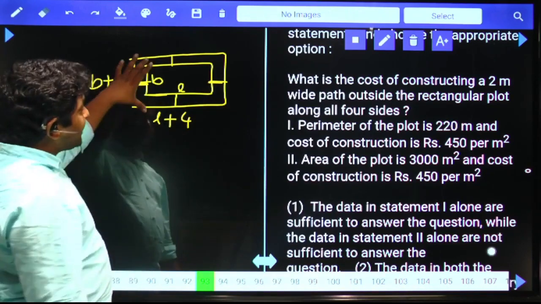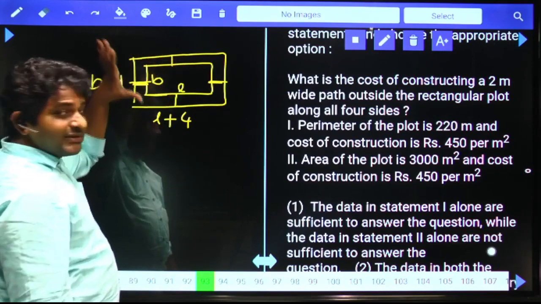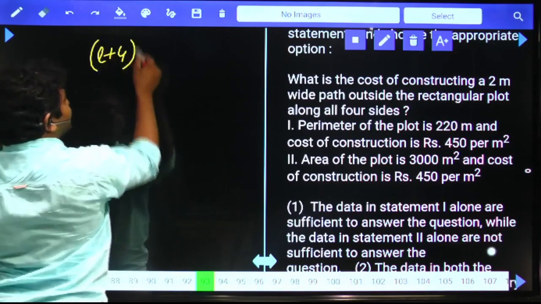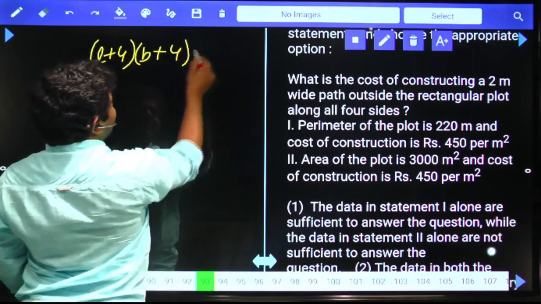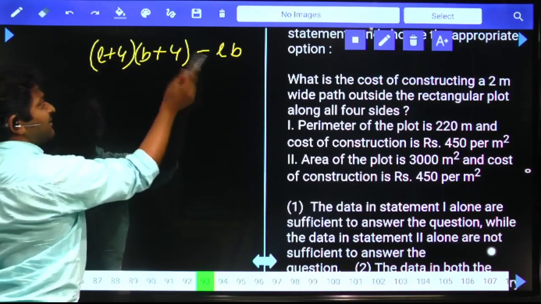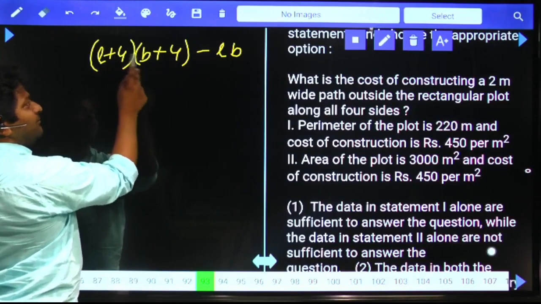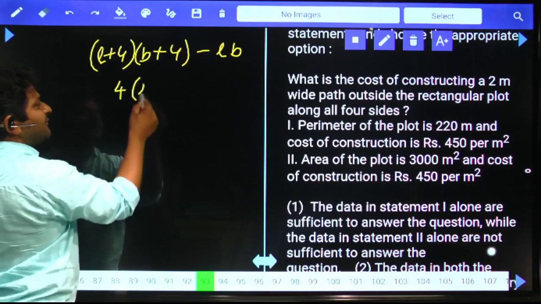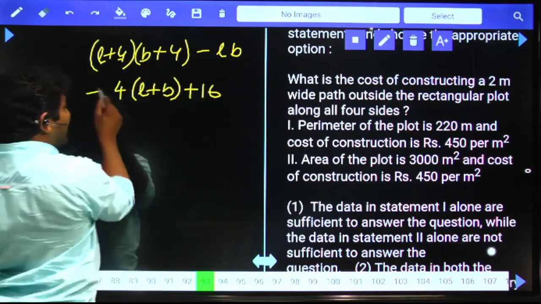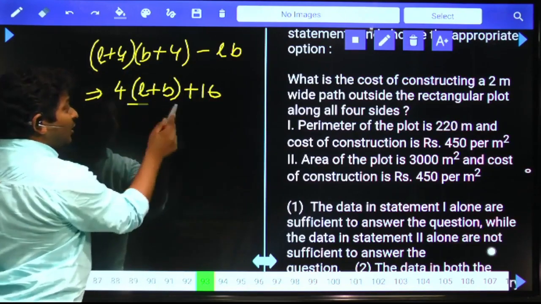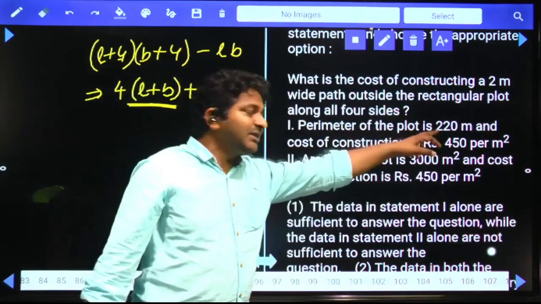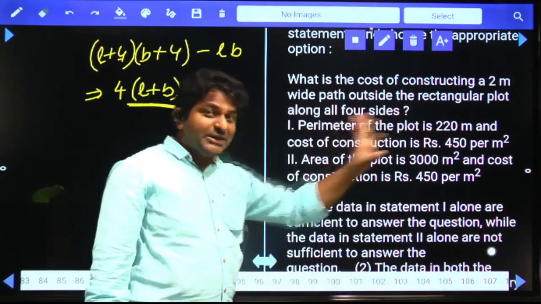Now, path area is equal to outer rectangle area minus inner rectangle area. That is equal to (L plus 4) into (B plus 4) minus the area of the inner rectangle, that is LB. LB minus LB gets cancelled. We get 4L plus 4B plus 16, that is 4 times (L plus B) plus 16. This is our path area. Here, what is L plus B? When you know the perimeter, 2 times (L plus B) is 220, then L plus B is 110.